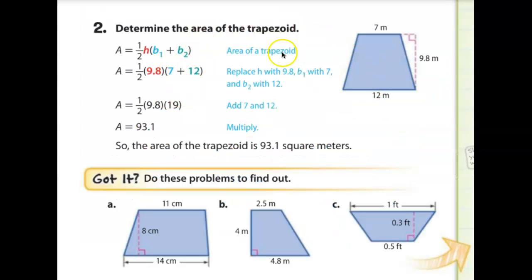All right, so we're looking at another example they've done for us, and that is 1/2 times the height. The height is going to be 9 and 8/10, and you can see that instead of dropping that inside, they've actually done their perpendicular line on the outside. That's perfectly fine. So then we have the base. Small base is 7, large base is 12. So 7 plus 12 is 19. We multiply that by the height, 9 and 8/10, and then we divide it by 2, or multiply by 1/2.